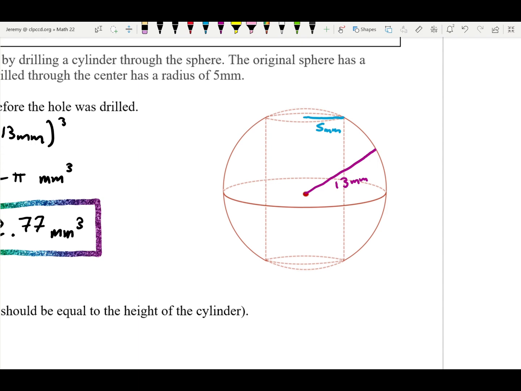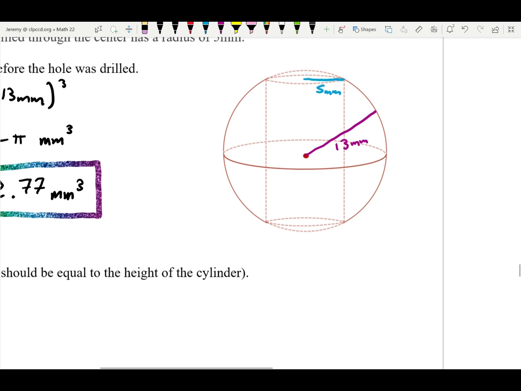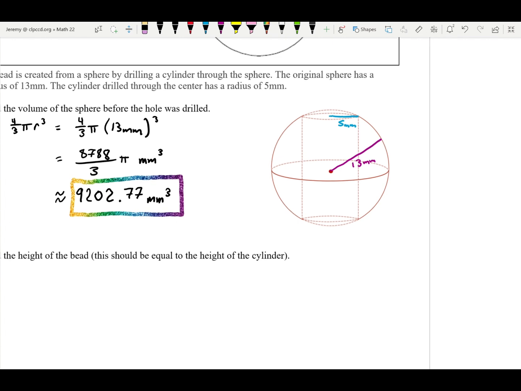Right? So the height of this bead, you might think that it's going to be just double the radius. It's just going to be the diameter of the original sphere. You might think that it's going to be 26, but it's not going to be because we cut that piece off there. So how are we going to find just the height of the cylinder, right? Just that length right there. It's definitely not given to us.